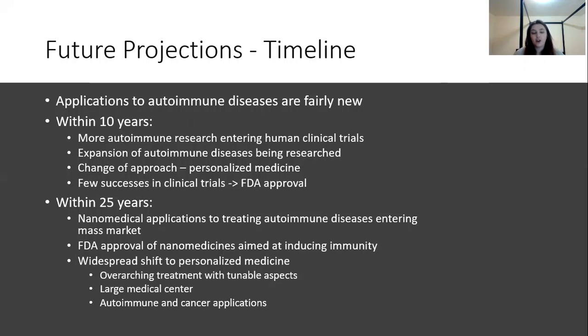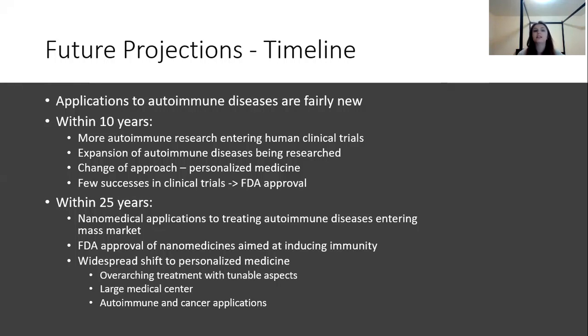So again, the application to autoimmune diseases is fairly new, but within 10 years, I see more autoimmune research entering human clinical trials. I see an expansion of autoimmune diseases being researched instead of those three focal point diseases right now. And I do see a beginning of a change of approach to more personalized medicine instead of overarching, looking at patients on a case-by-case basis and then tuning what we do to them. And then I do see a few more successes in clinical trials leading to FDA approval.